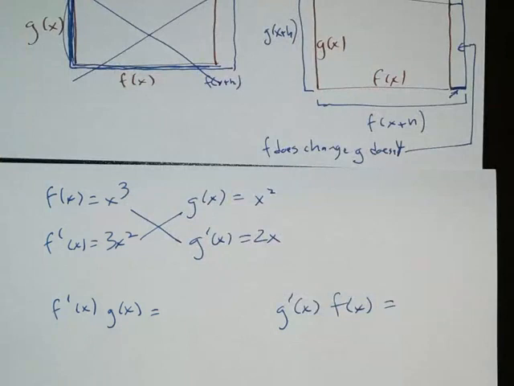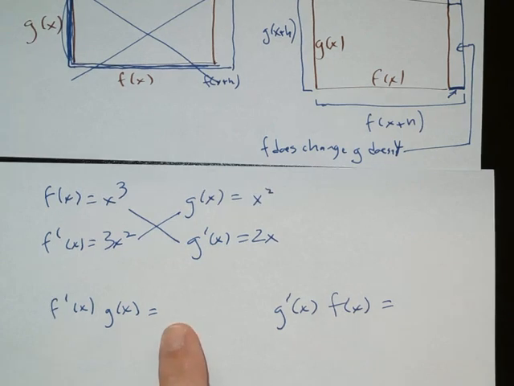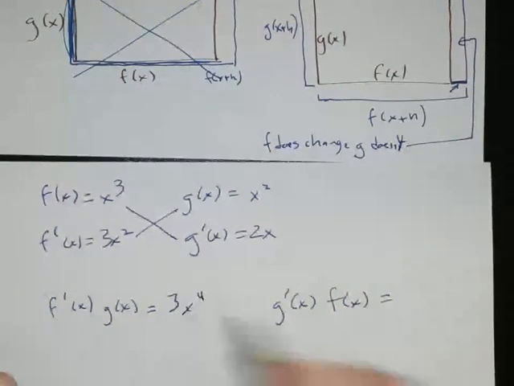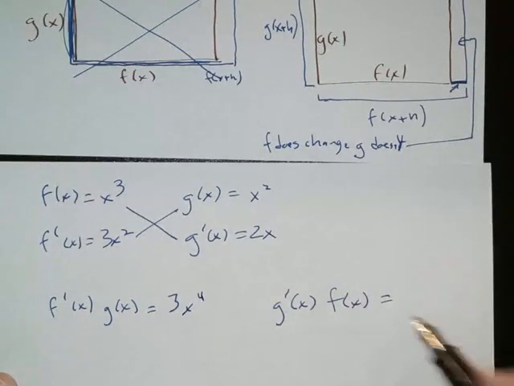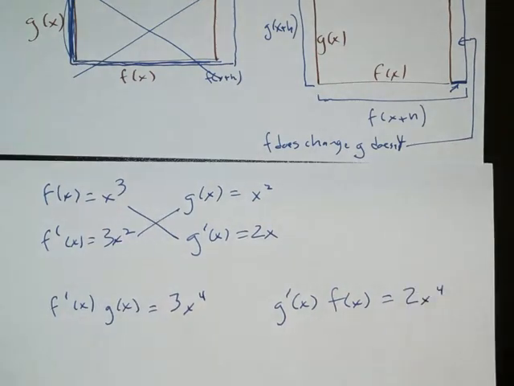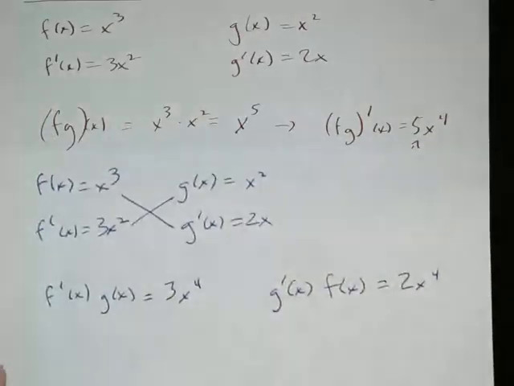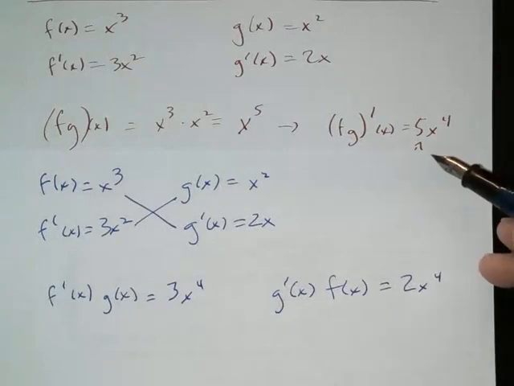What do you get? What's this product? 2x squared times x squared, instead of being maybe 3x to the fourth. Okay, and over here, I end up with 2x times x cubed, 2x to the fourth. Hey, wait a second. The derivative I actually want to have come out is 5x to the fourth.